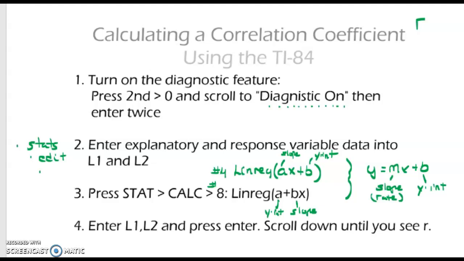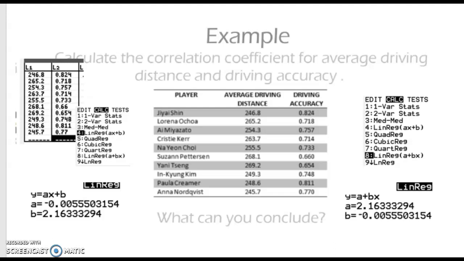All right, and over here, I tried to throw in some extra screens to help you out. You are to calculate the correlation coefficient for the average driving distance and driving accuracy. We talked about the LPGA ladies here yesterday. What I did is I went to stats and then edit. You're going to see your lists. Again, it shouldn't matter which one you put in here, but I started with driving distance in list 1 and driving accuracy in list 2.